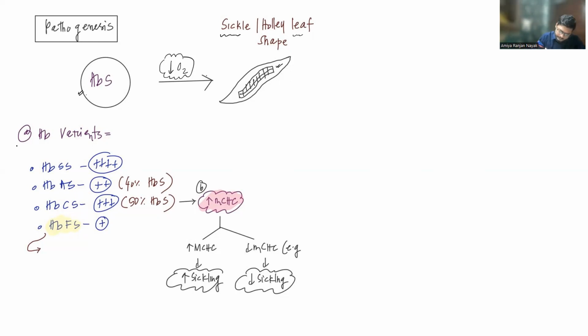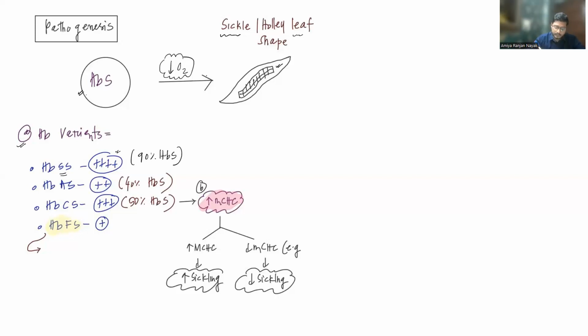Now, first one is the hemoglobin variants. So it's easy to understand whenever you have a homozygous sickle condition, that means hemoglobin SS. Here you will have around 90% of hemoglobin S. Okay, so 90% of hemoglobin are hemoglobin S. So of course, if you increase the concentration, there is increased risk of sickling. So this is very easy to understand. So maximum risk of sickling is with homozygous sickle condition.